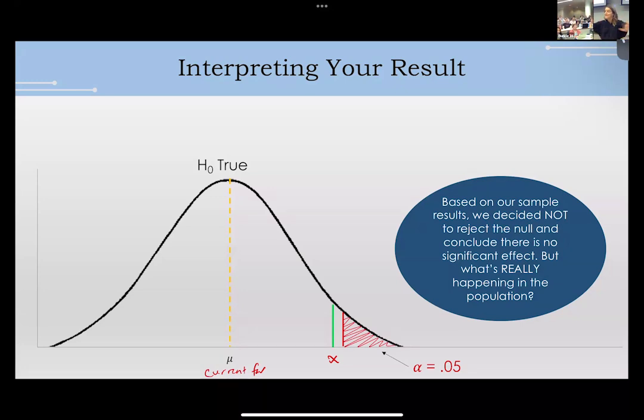So we already made a decision. That's the important part, right? The decision is what guides everything else. Decision comes first. We don't know what's happening under the hood. We make a decision. So in this case, we have said, no, we are failing to reject the null hypothesis, or we could say we are retaining the null hypothesis, right? We are retaining our beloved sushi restaurant, or we are failing to reject our beloved sushi restaurant.